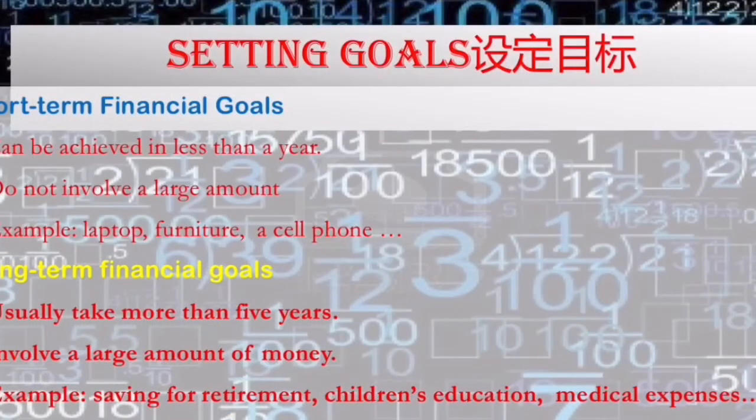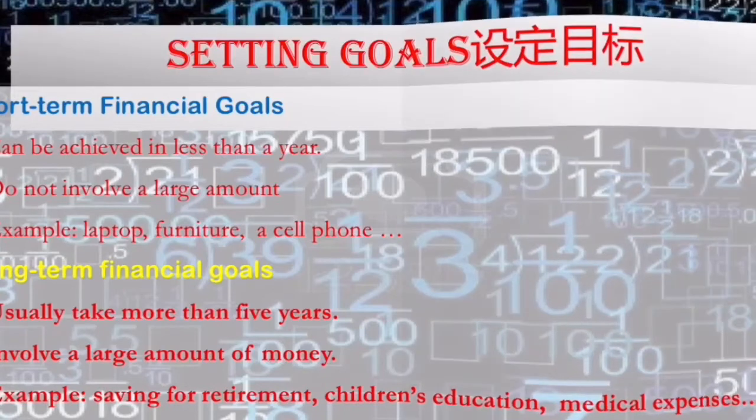Next, we need to set our goals. Goals consist of two types. One is called short-term financial goals. The other one is long-term financial goals. The short-term ones normally take less than a year, and do not involve much money. For example, buying a laptop, furniture, or a cell phone.